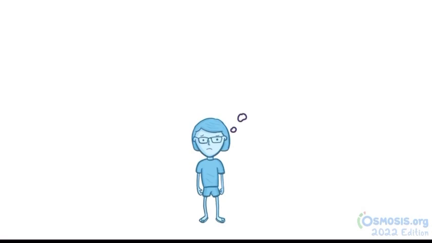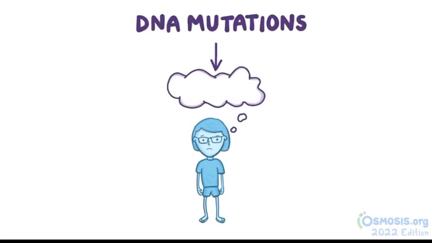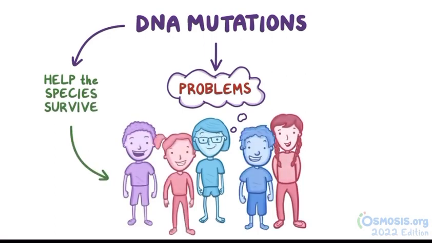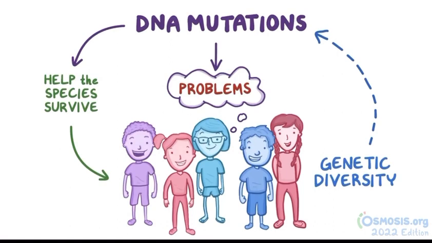In general, it's easy to think of DNA mutations as always causing problems, but some mutations can help the species as a whole survive because they lead to diversity. Without them, we wouldn't have any genetic diversity, and we wouldn't have the ability to evolve over time. In fact, all of the uniqueness that makes individuals different from one another can be traced back to a genetic mutation of some sort.